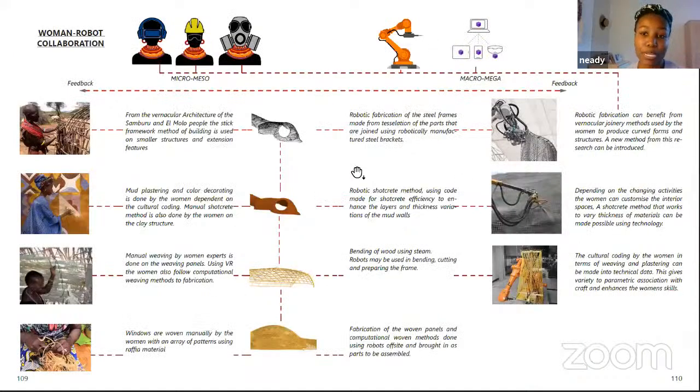So in conclusion, for me, it's a feedback system where technology learns from the women, because the women already have a very intelligent way of building, and the women also learn from the technical aspects of it. For example, it might be more efficient to have a robotic shotcreting method for the clay, or a research system where the material and experimentation form a feedback system. So the whole building process would come from the feedback between the women and the robot, creating this woman-robot collaboration and then coming up with the final design.